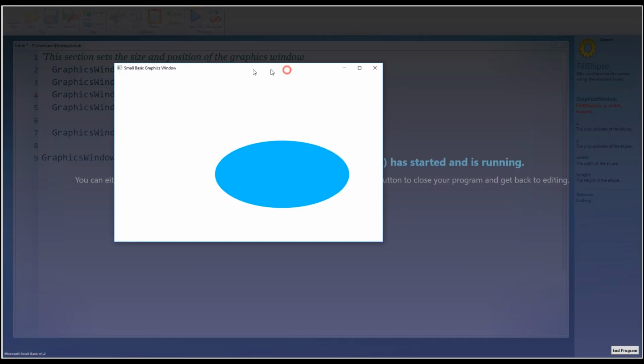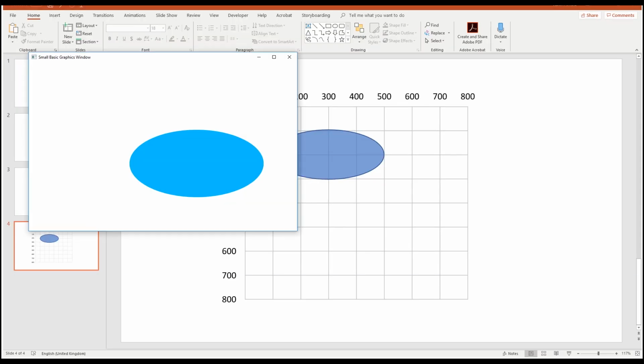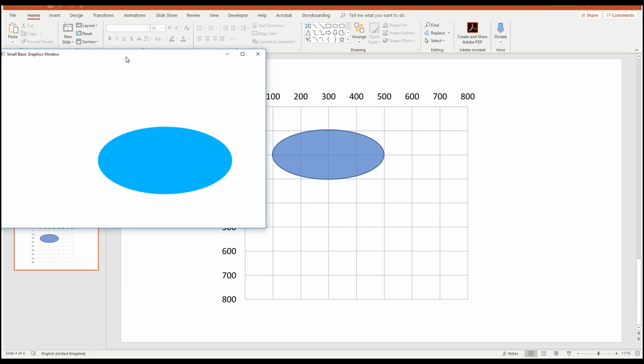and we run this program, you can see there we are. That's the same shape, same size. Let me just bring these two together so you can see them. Same shape and size as the ellipse. Well, the size is slightly different because I've zoomed out in PowerPoint, but the shape is the same.